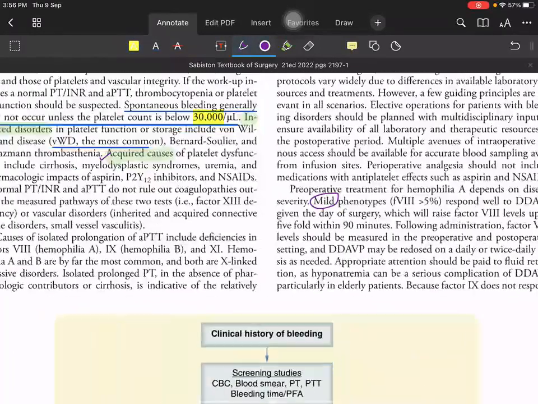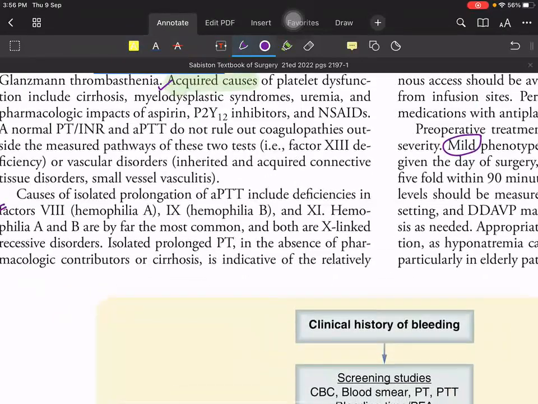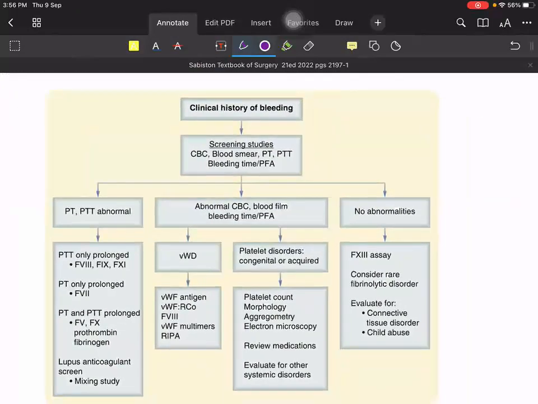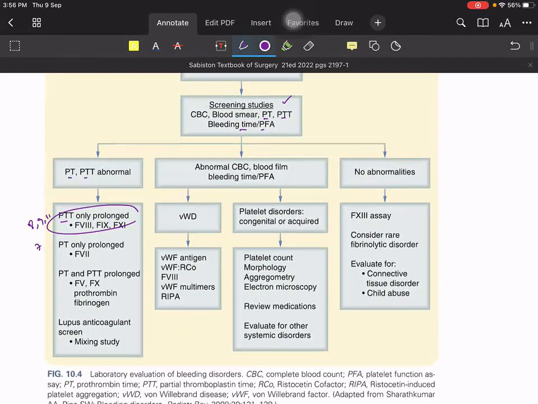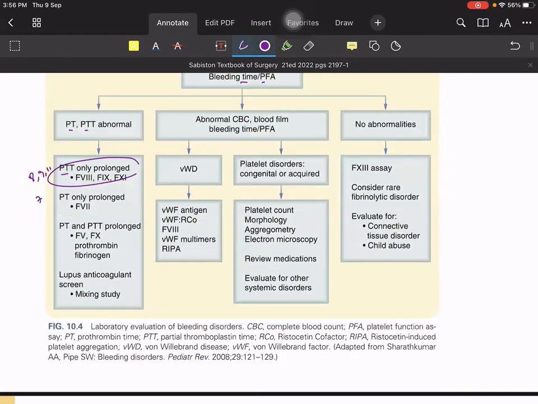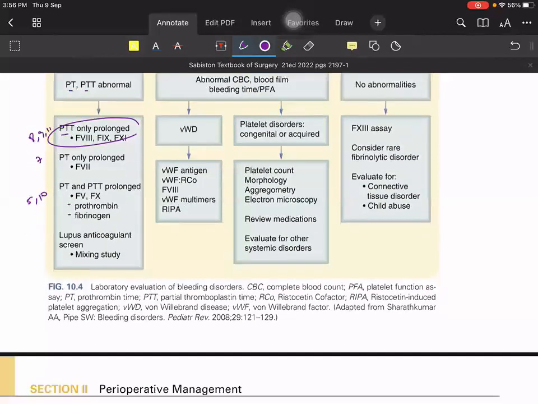So what about isolated prolongation of APTT? Everything comes under this flow chart. Suppose the patient comes with bleeding, you have to go to the screening studies, which include PT, PTT, bleeding time, PFA. If on PT and PTT, only PTT is prolonged, this can be asked as an MCQ: it is factor 8, 9, 11 deficiency. If only PT is increased, then it is factor 7. If both PT and PTT are prolonged, it is the common pathway: factor 5 and 10 deficiency. Lupus anticoagulant screen will be seen in mixing studies.